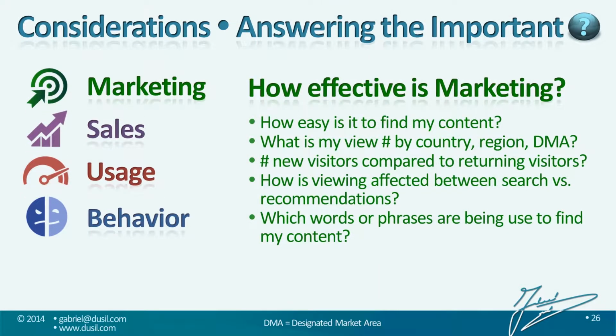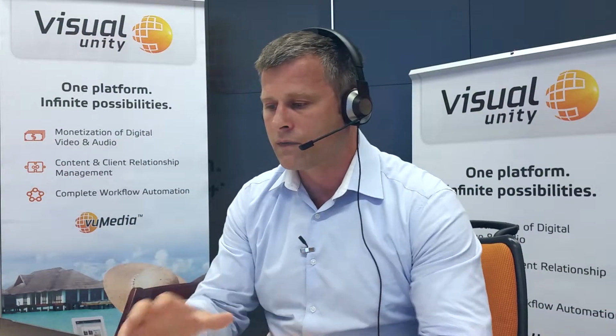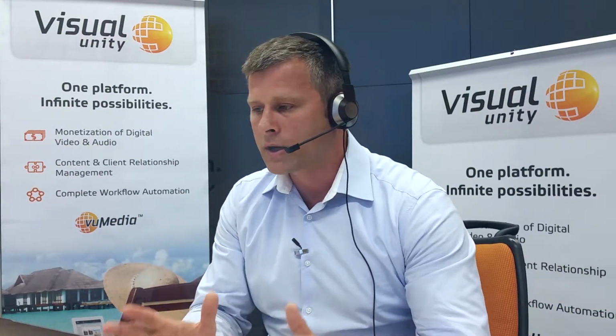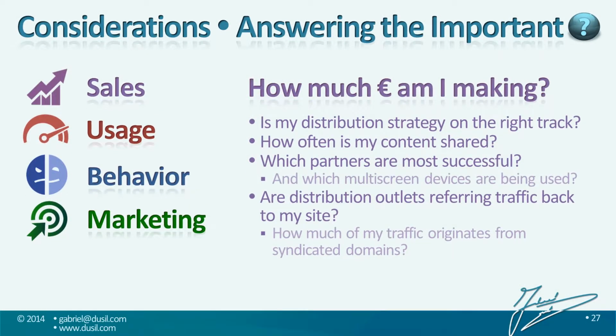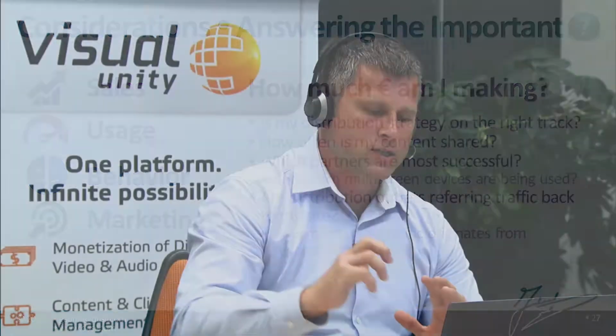Next is marketing. How effective is marketing and how easy is it to find my content? It's search engine optimization, and also in terms of finding content within the context of your OTT platform and making sure that subscribers are finding what they're looking for. And then finally, how much money am I making? Whether it's how much money you're making within your platform, or if you're syndicating that content, how effective are your syndication and distribution partners in syndicating your content, and measuring that as well, then you can help to optimize those distribution outlets.